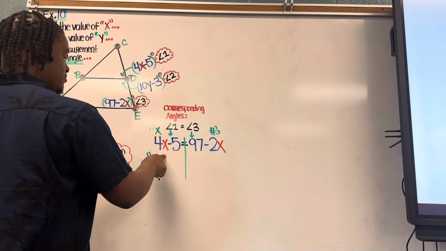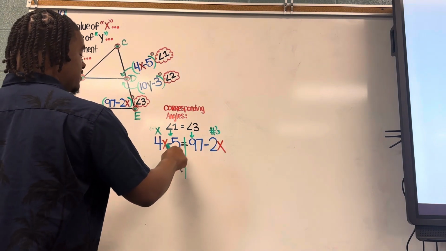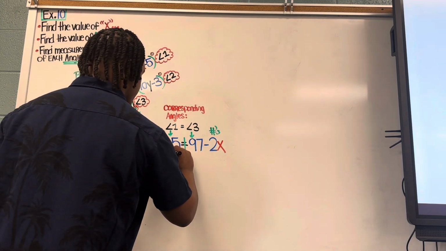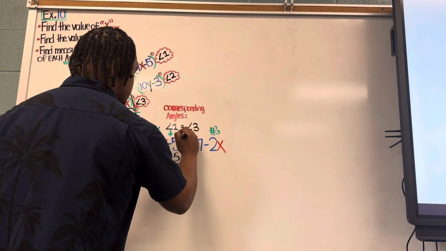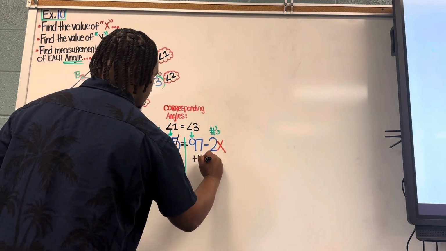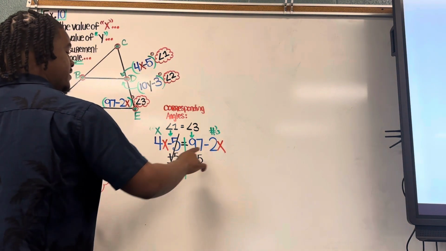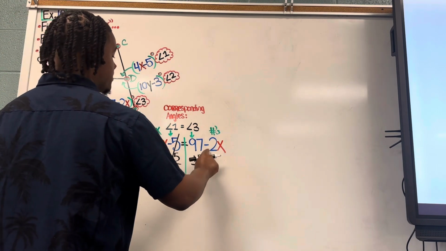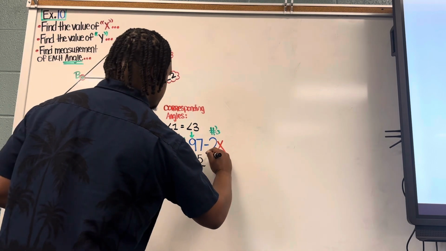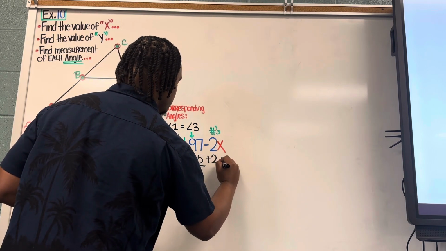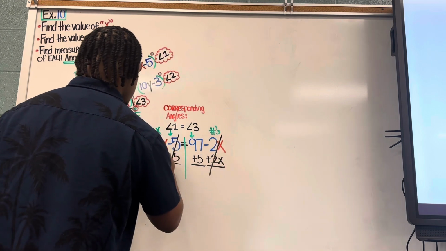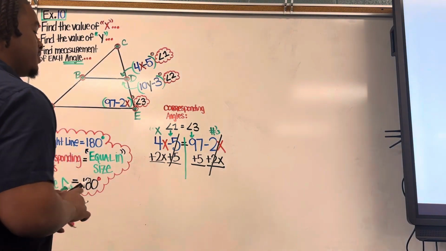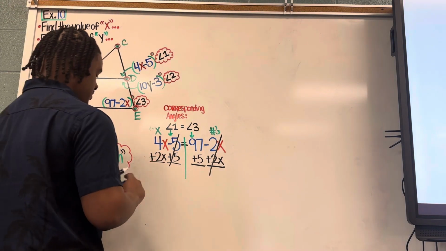So 4x, x is on the appropriate side, minus 5, that's a number, so I need to do the inverse of what I see, which is plus 5, right? So I'm going to add 5 on both sides. It's going to cancel out here, and I'm going to add it to a like term, which is 97, okay? And then this minus 2x, remember, this needs to be on this side, so I need to do the opposite of what I see. The opposite of minus 2x is plus 2x. So now, guys, we got 4x plus 2x, which is 6x.